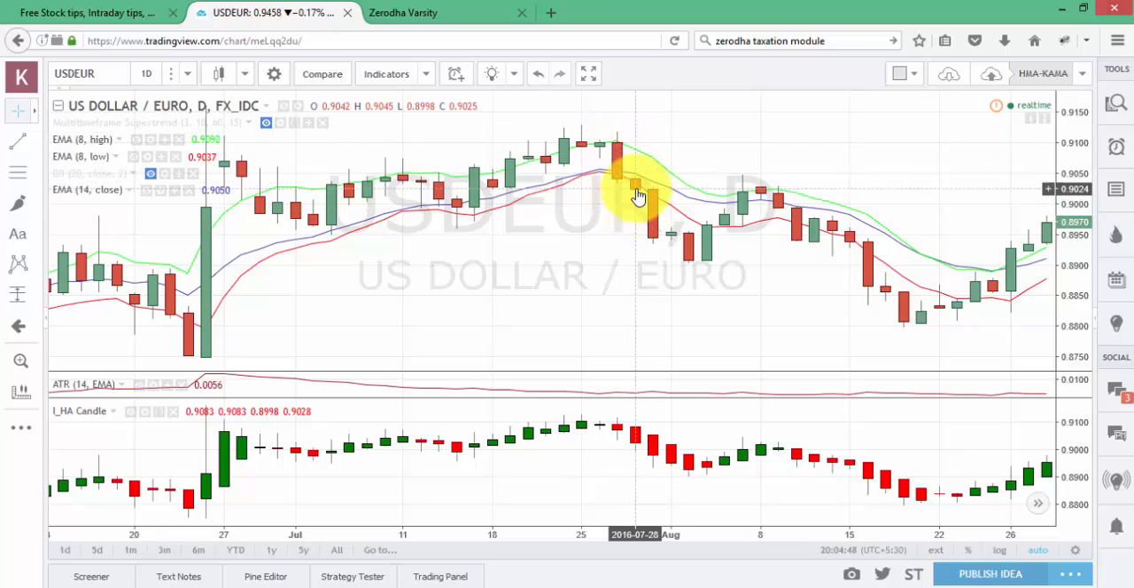For the initial target you can set a 1-to-1 reward ratio. So you can set 100 pips as the target point. So let's have a look. That is 0.9025, so our target is 0.8925, which will be reached on the third day easily. We reach this target on the third day.